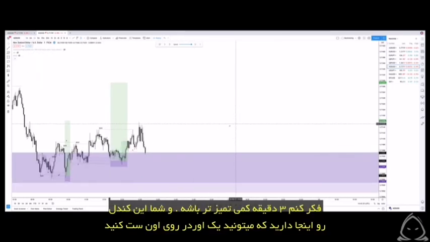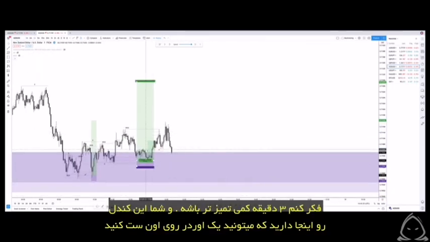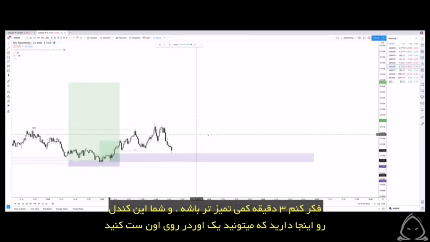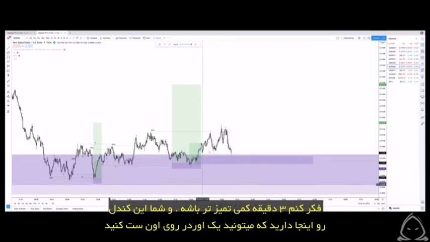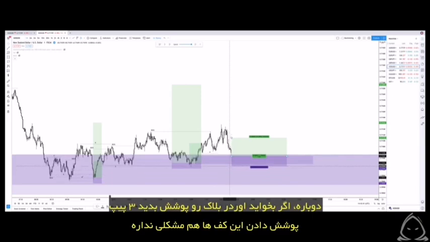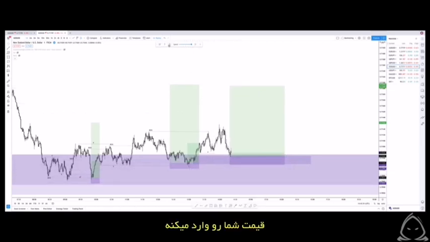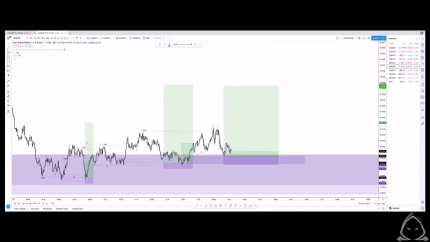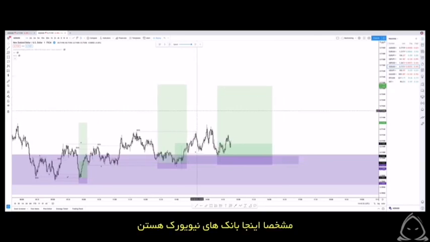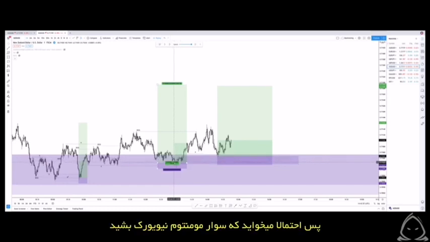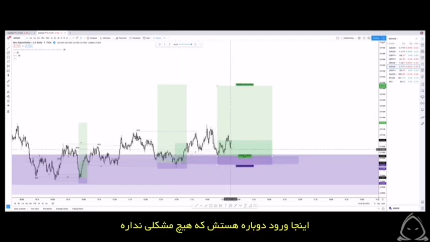I believe the 3 minute is a little cleaner, and you get this candle here where you could set an order on this. This one here. Again, if you want to cover the order blocks, 3 pips. There's nothing wrong with covering these lows here. Price tags you in. Obviously this is sort of bang on New York, so you potentially ride on New York momentum, and this is a scale in, which again, there's nothing wrong with this.